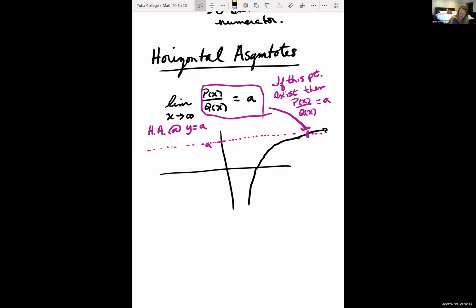Okay, so that's what a horizontal asymptote would look like. So it's possible that we're looking at it as the limit as x is going to negative infinity.